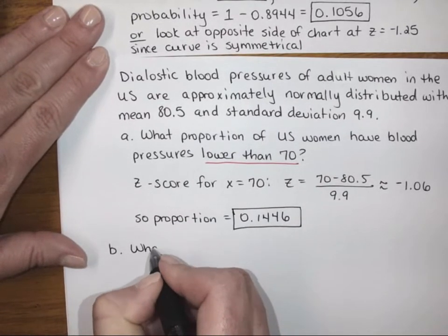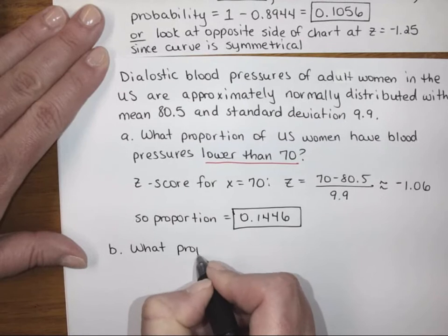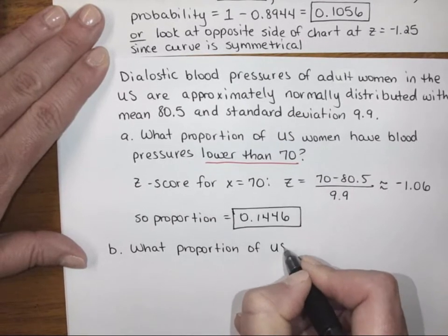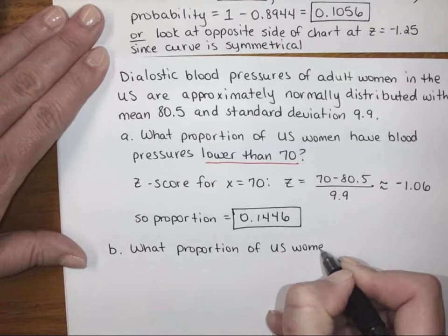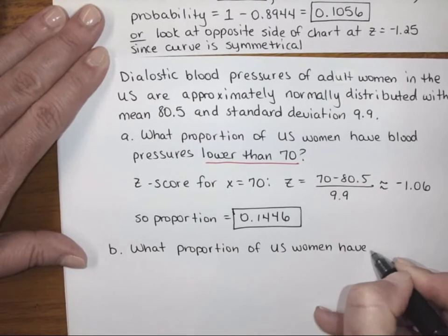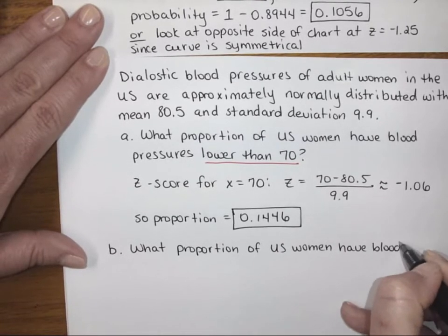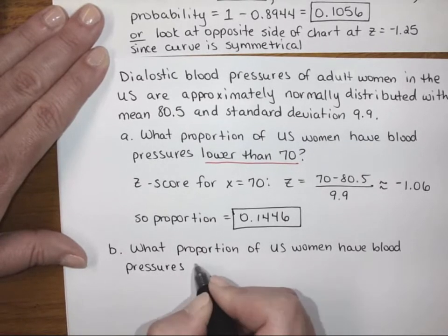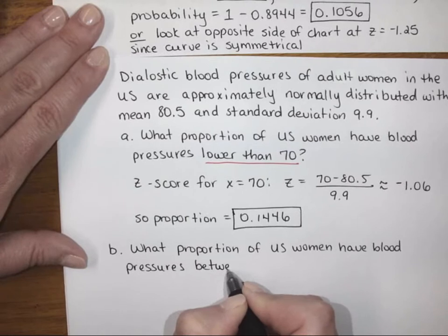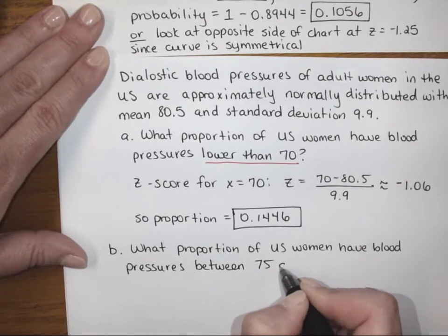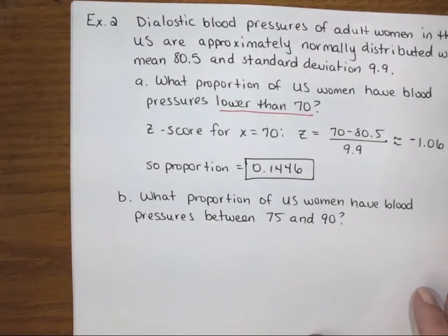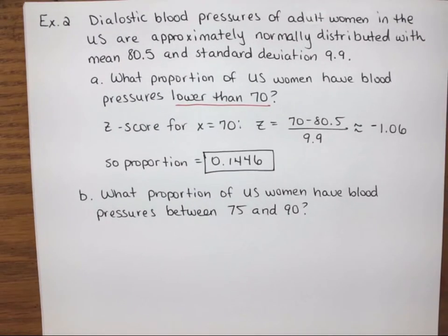All right, so what about this question? What proportion of women have blood pressures between 75 and 90? Remember, when you're going between two values, you're going to subtract what you read on the chart. And so you are going to have to find z-scores for both and then look at the chart for both and then subtract what you get.